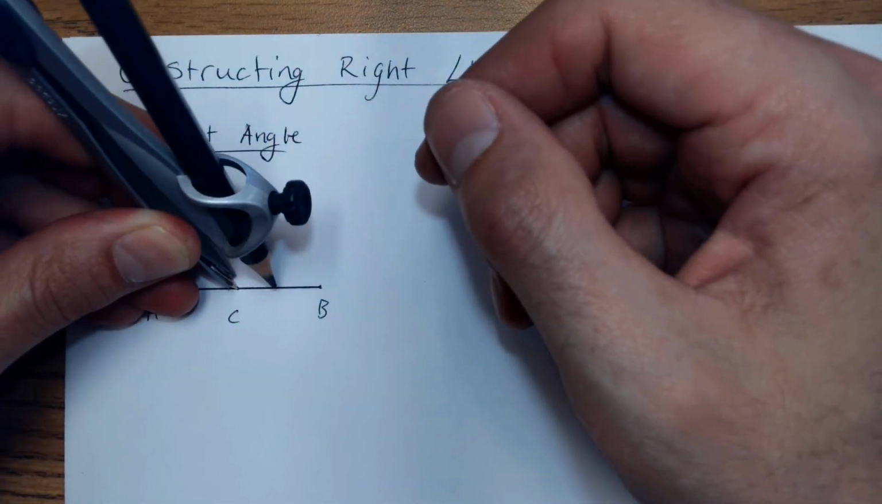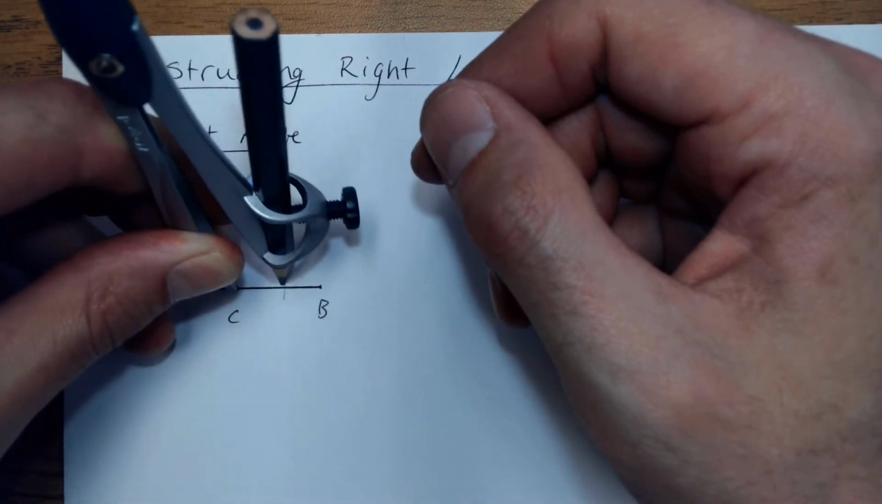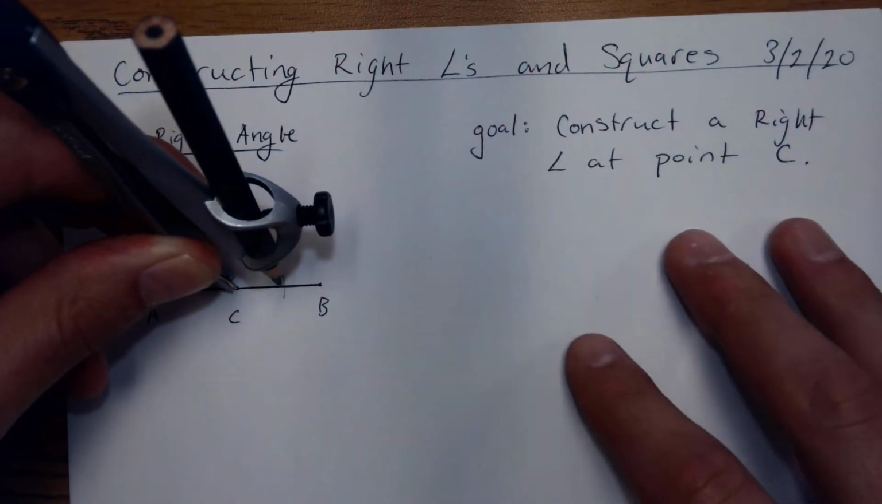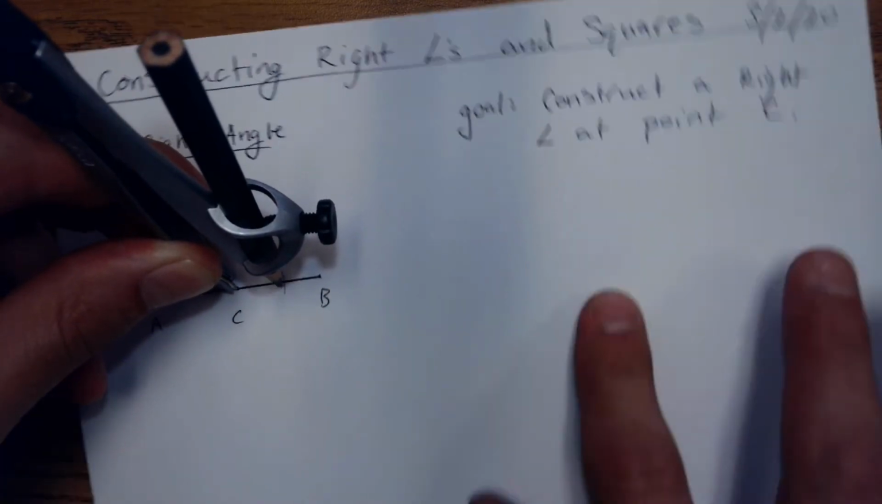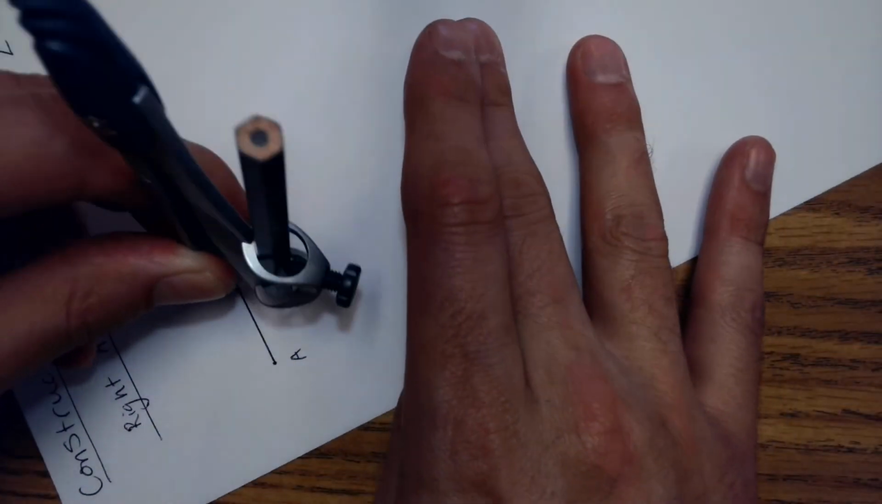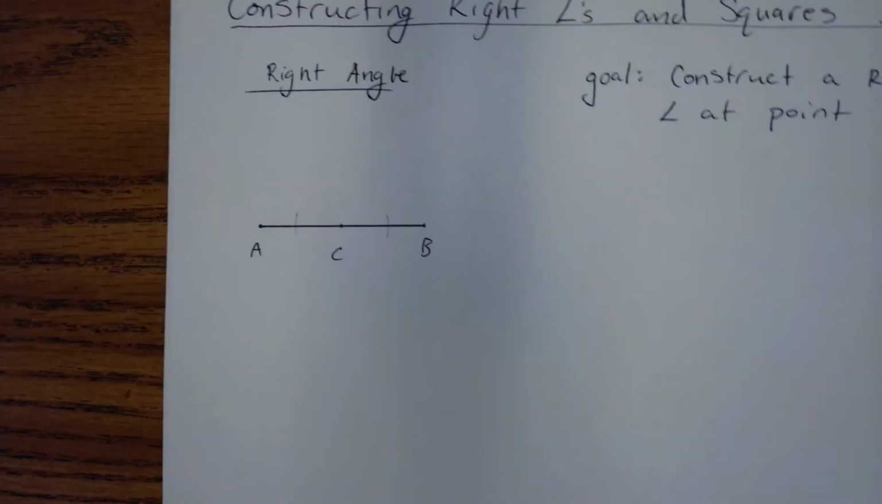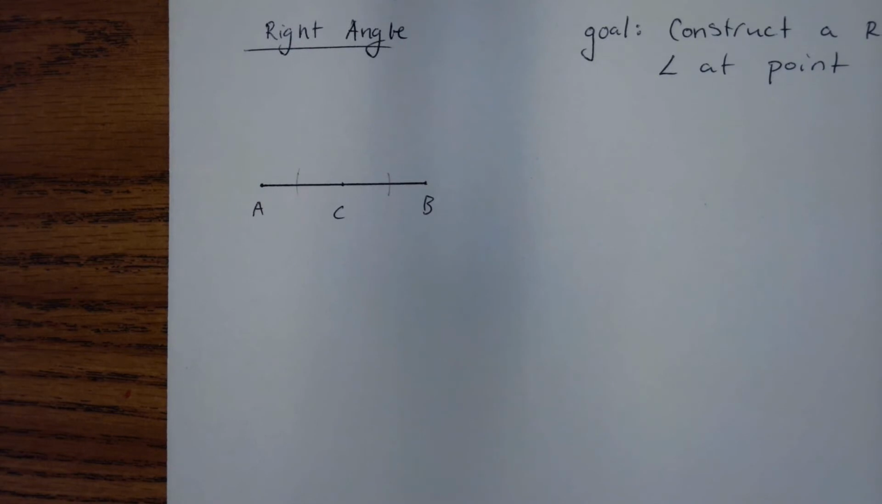Putting down the pointy end and then just drawing a little arc between C and B. And what I do is I rotate my paper because it's easiest, and then between A and C. So I have two arc marks that are the same distance away from point C, equidistant from point C.